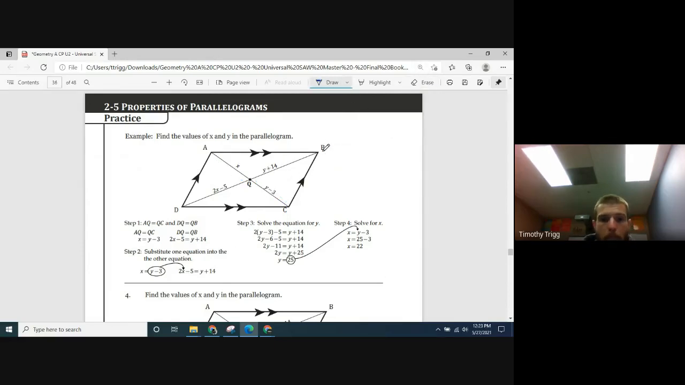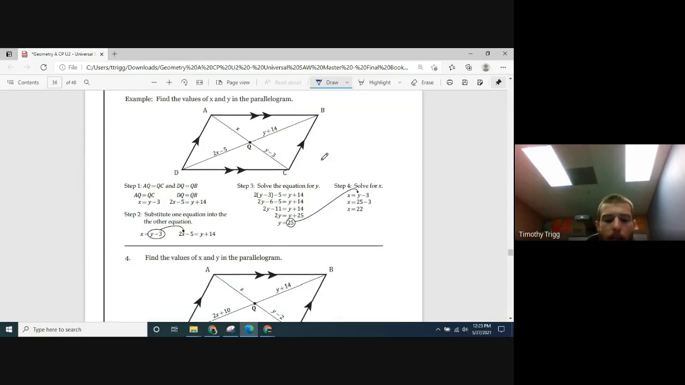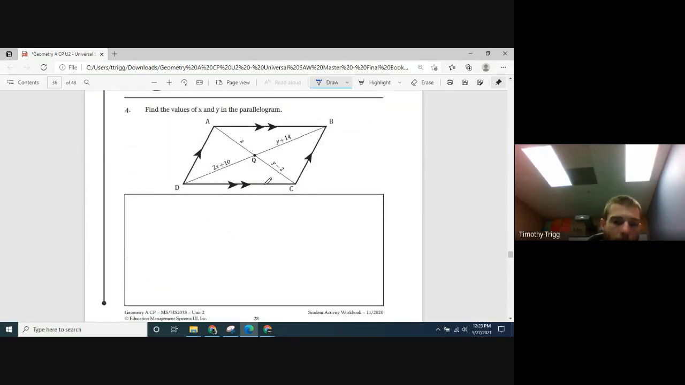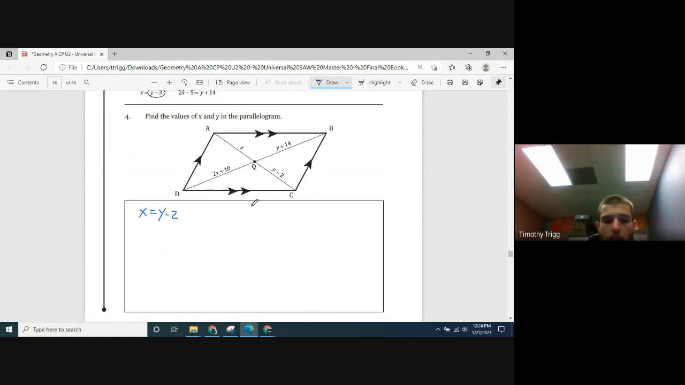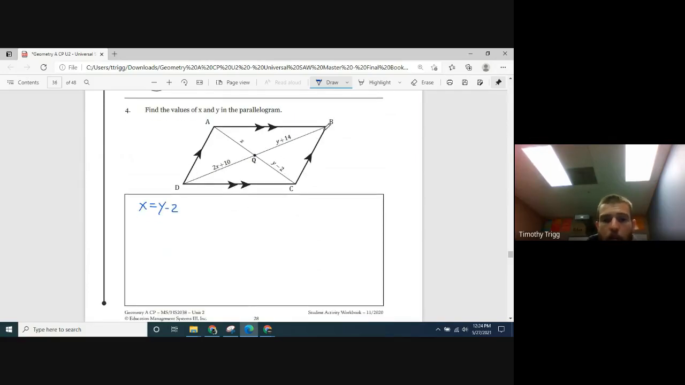Similarly, BQ would be congruent to DQ. Okay. So how can we use that information to help us solve something like this? Well, let's see. We know that AQ will be congruent to CQ. So AQ, which is x, will be congruent to CQ, which is y minus 2. Okay, that's one equation. The other equation we can get from DQ is congruent to BQ.